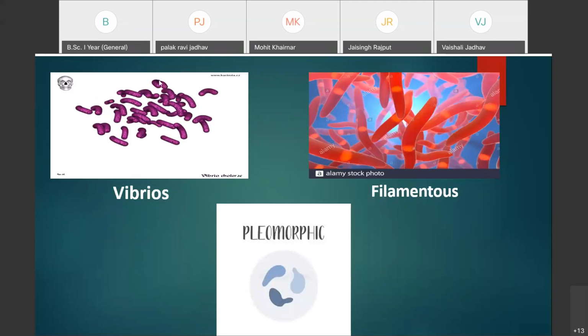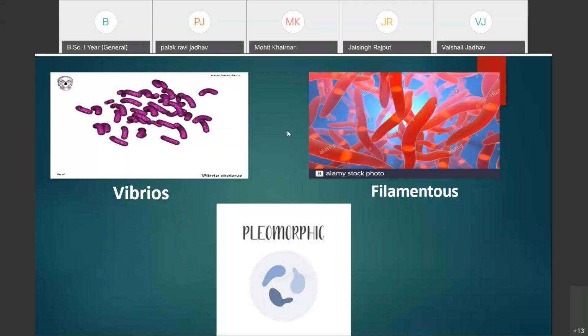The example of the vibrio bacteria is Vibrio cholerae. It is the photograph of Vibrio cholerae, which is responsible for cholera. This is all about the vibrios, or comma-shaped bacteria.